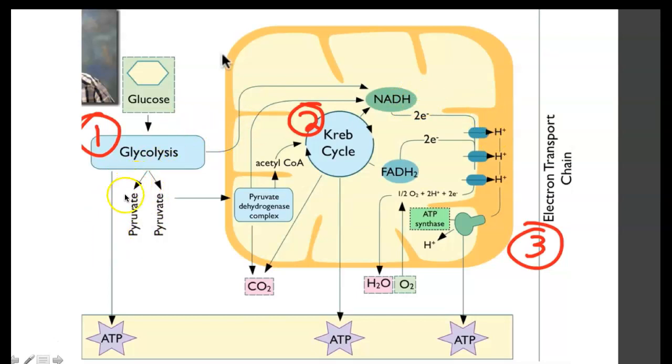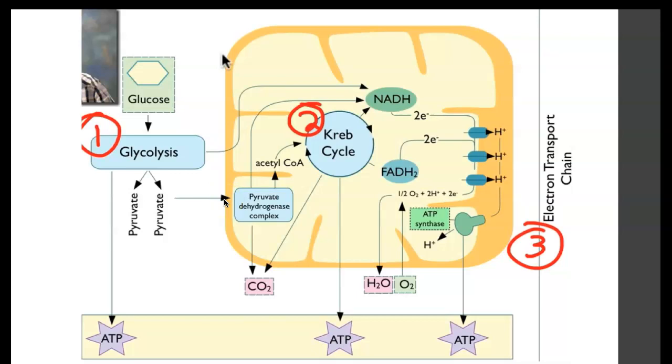Alright, so at the end of glycolysis, we have 2 molecules of pyruvate. Now these 2 molecules of pyruvate are going to enter the mitochondria. Remember that glycolysis occurs in the cytoplasm of the cell. So now these 2 molecules of pyruvate are going to enter the mitochondria into the prep reaction of cell respiration.